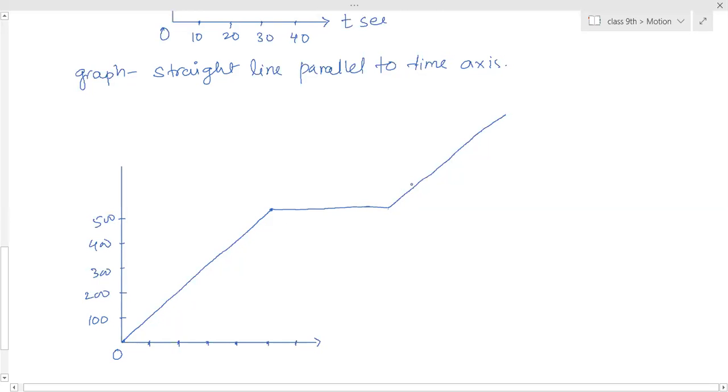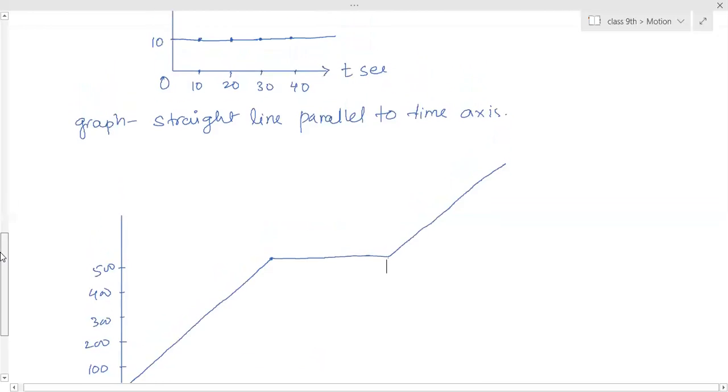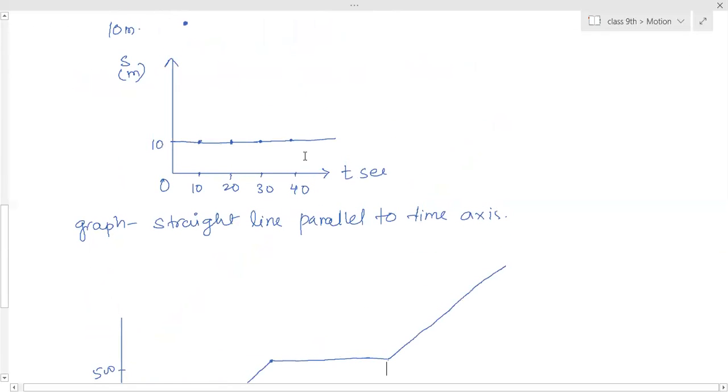Is this clear? Yes, ma'am. So by seeing the graph, you will get to know when the motion is uniform, when the object is not moving, that means it is stationary, and when it is changing its position. Here you are not supposed to draw the diagrams or anything. They will not ask you to draw anything. The graph will be given. You have to find out the type of motion from that graph.